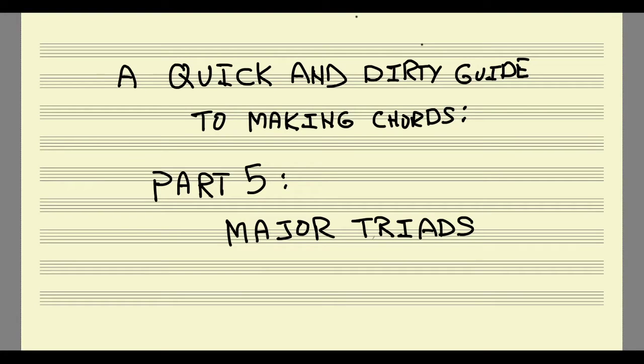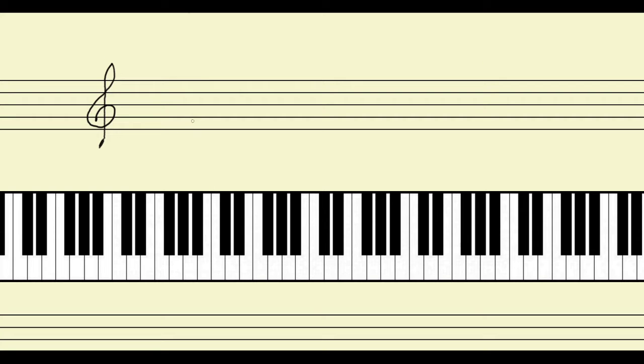Now that you know the major third and the minor third, you have the building blocks to create a whole range of chords. And we're going to start with two of the simplest chords that you can make with major and minor thirds, and those are major triads and minor triads. Let's start out with the major triads, and there's a pretty simple formula for a major triad.